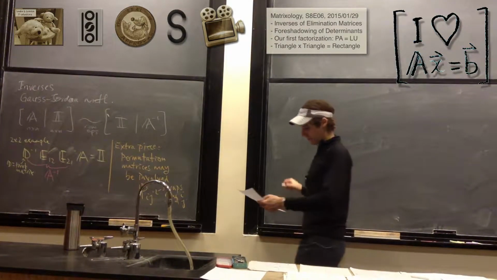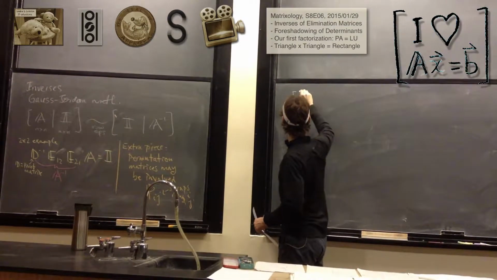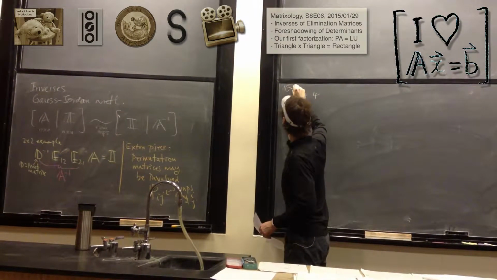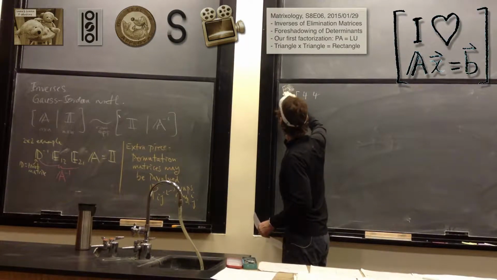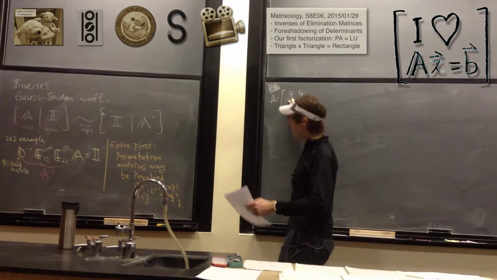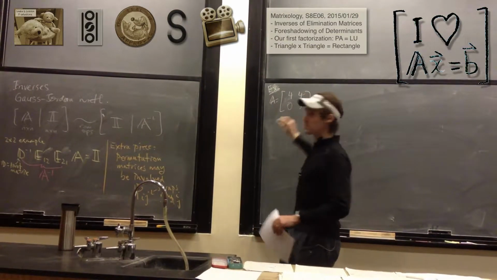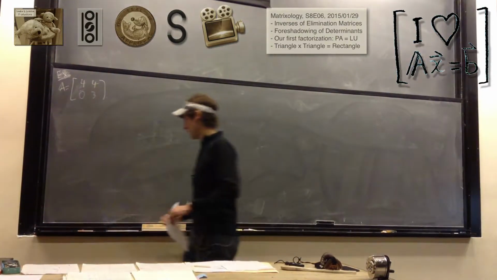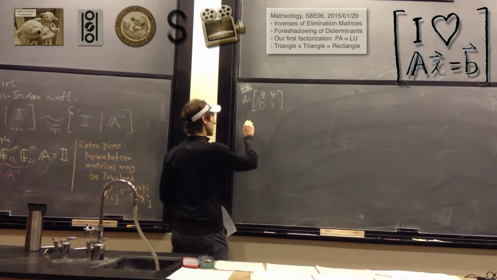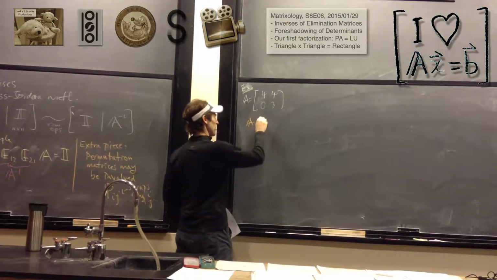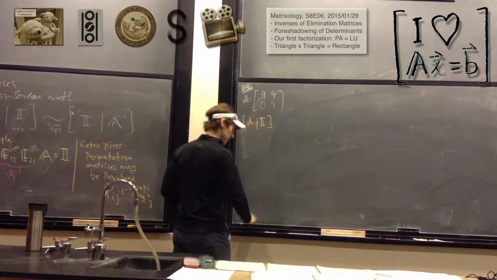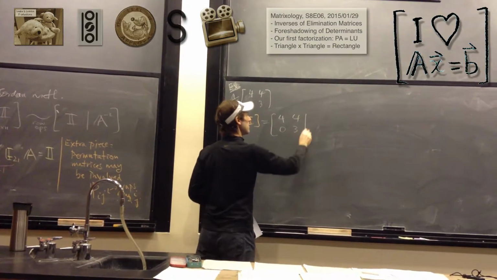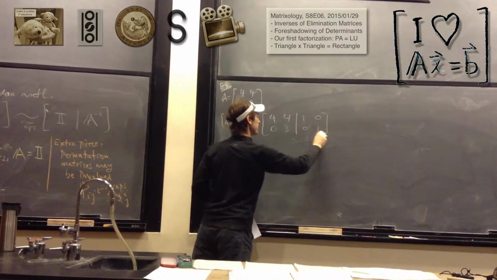Maybe this: 4, 4, so this is A. This is our example. 4, 4, and I have 0 and 3. Someone hands you this thing and says, find the inverse using the Gauss-Jordan process. So we say, all right, fine. You cruel person, I will now do it. A, I, stick them together, make this thing here: 4, 4, 0, 3, 1, 0, 0, 1.